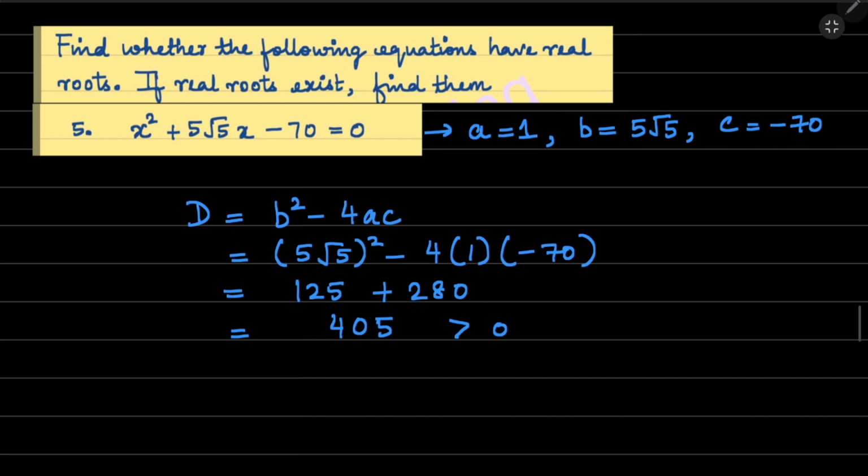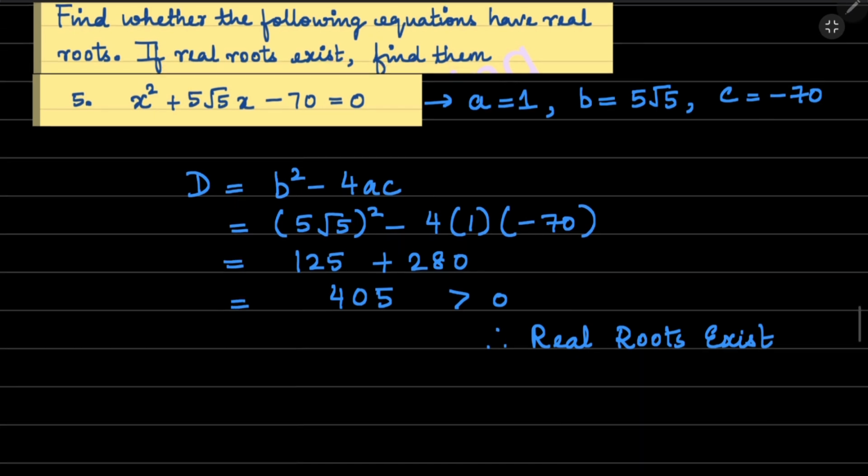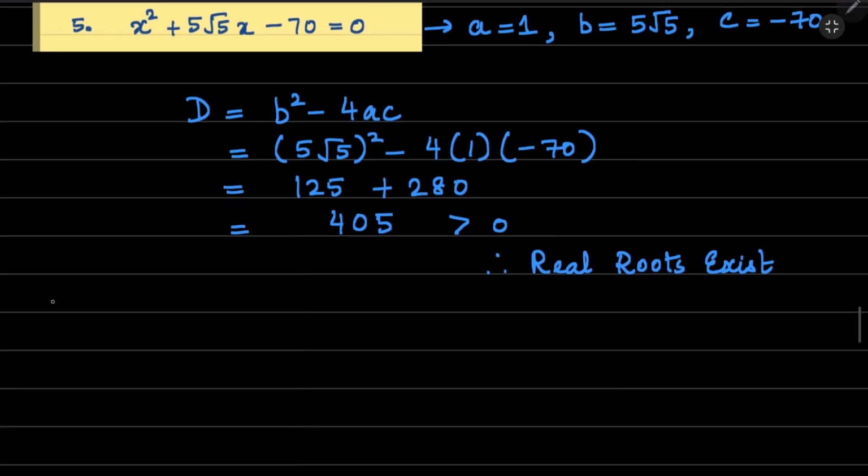And whenever D is greater than 0, that means the given equation has real and distinct roots. But we are not asked about distinct or equal. We are only asked whether they are real roots. So you can write, therefore, real roots exist. So first thing is you have to find whether they have real roots. Yes, they do have. The given equation has real roots. And if real roots exist, you have to find them. How do you find them? Using the quadratic formula.